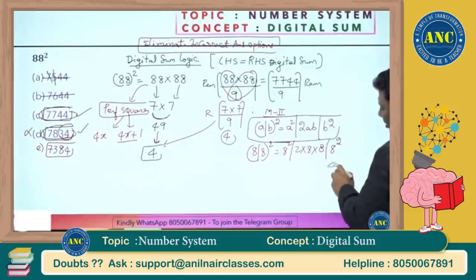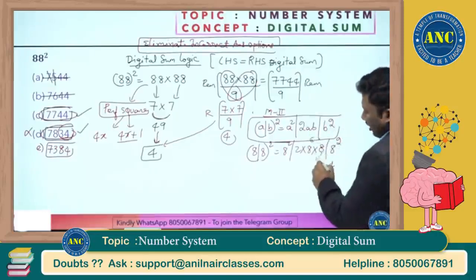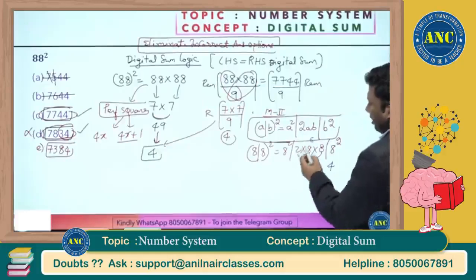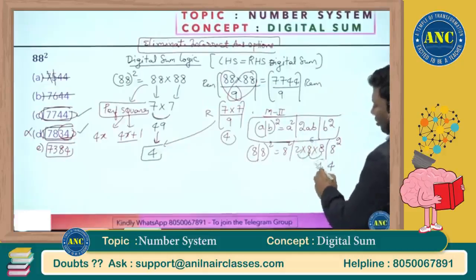8 square is 64. 4, 6 carried. 8 8s are 64. 4, 4 2s are 8. 8 plus 6 is 14, so the tens place should be 4.